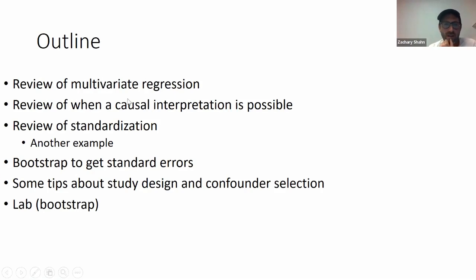After we do that example, we'll talk about something called bootstrap, which is a way to get standard errors to quantify your uncertainty about effect estimates when you use standardization. And I'll give some general tips about how you choose what confounders to adjust for, and how you do study design that might help with your research when you get to that and use these methods.